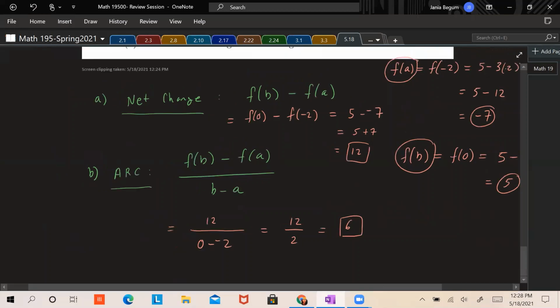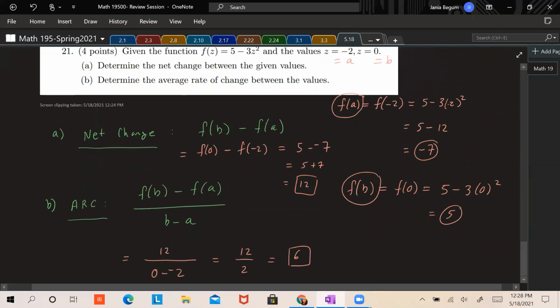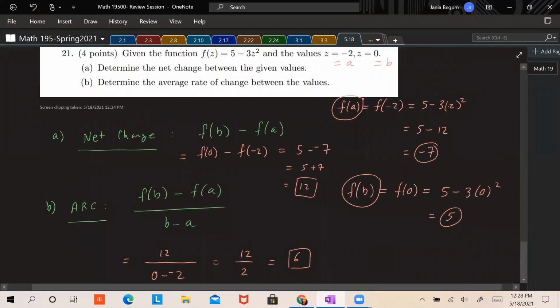Okay, so this is the procedure for this kind of problem. You have to find the net change. Even if the question didn't ask you for this piece, you still have to do the net change because the average rate of change is simply net change over b minus a. So you still have to do that work. So any questions on this, Andrew?